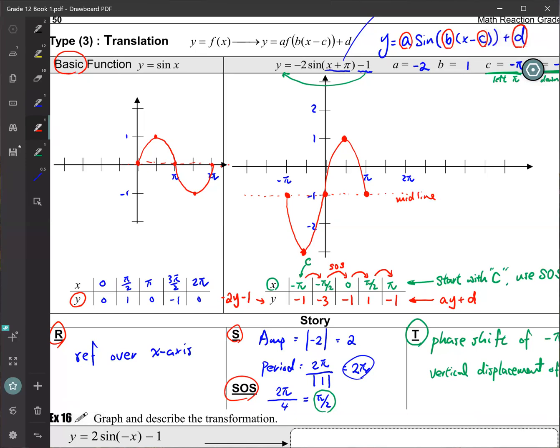Okay, and then your vertical line, the y-axis, also got shifted, right? Your beginning point, the new point, will be at negative pi, -1. It used to be just at 0, 0. Now the whole thing shifted to the left and downwards. So you have a new origin.